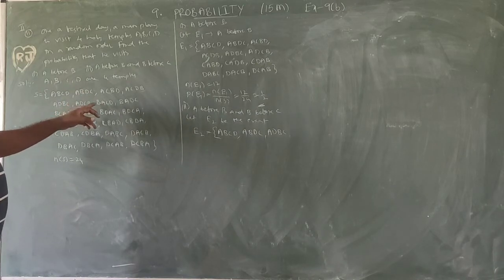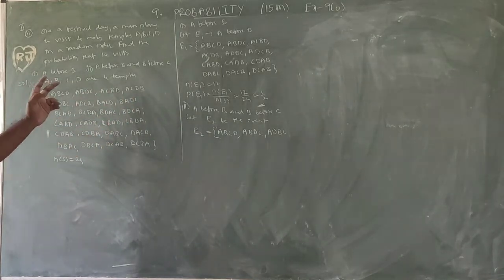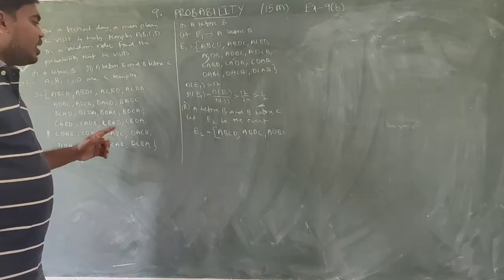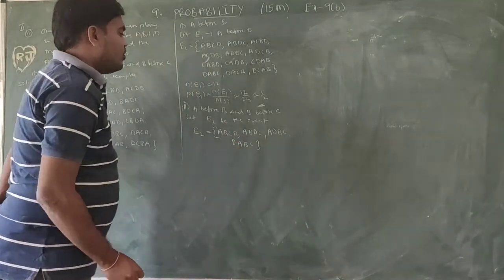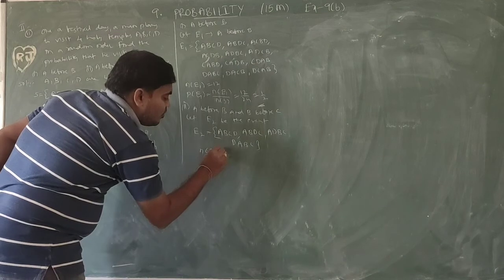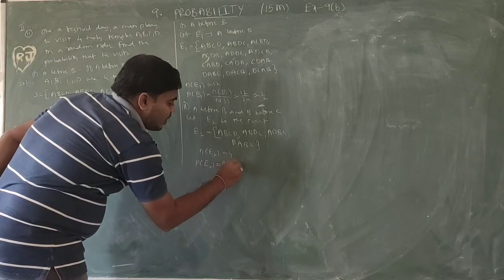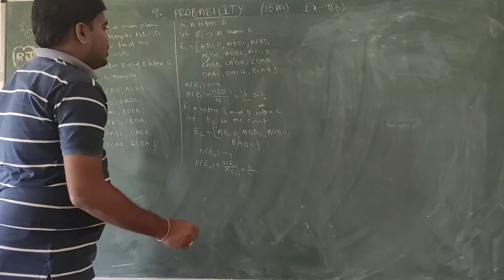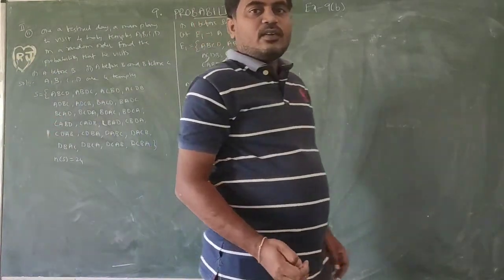And next, if we take B first, we won't take it, and we won't take C first either. If we take C first, it won't satisfy this condition. Next, D, A, B, C. So these are the 4. So N of E2 equals 4. So P of E2 equals N of E2 by N of S, which is 4 by 24, equal to 1 by 6. So this is the required answer.